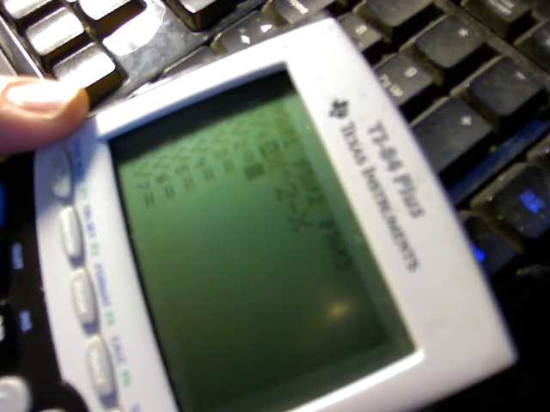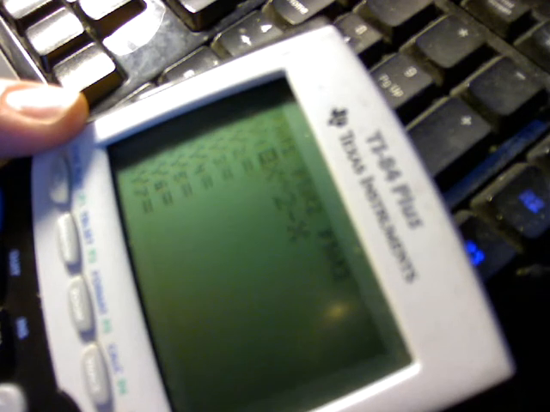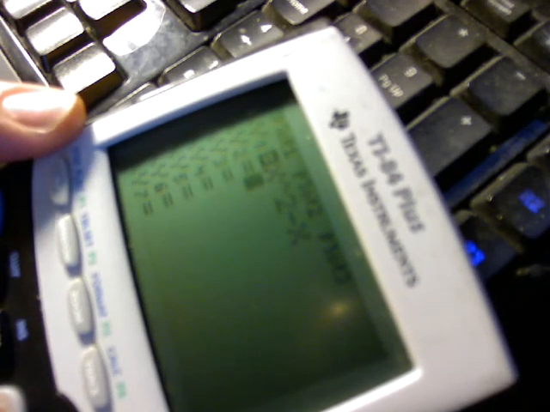Alright. There's one more thing that you need to know about this calculator, and that's how to graph the derivative. So what you're going to do is you're going to hit this button right here. It says math. Okay, and then you're going to go down to n derivative, and then you're going to put in the function.